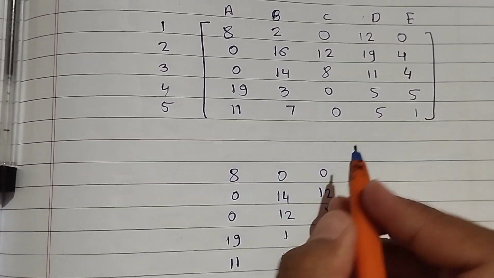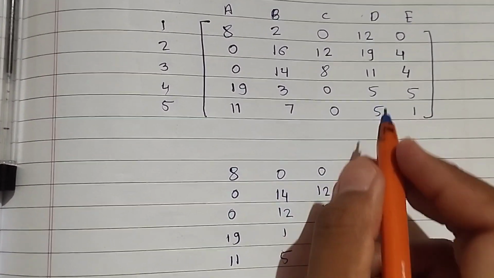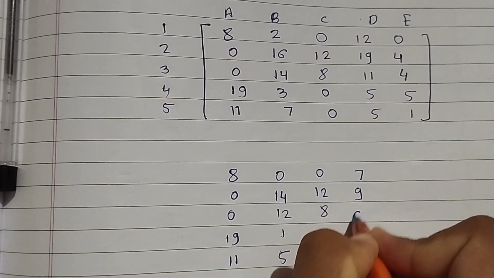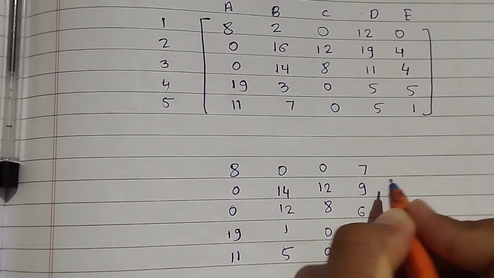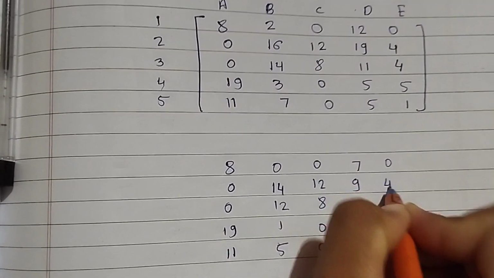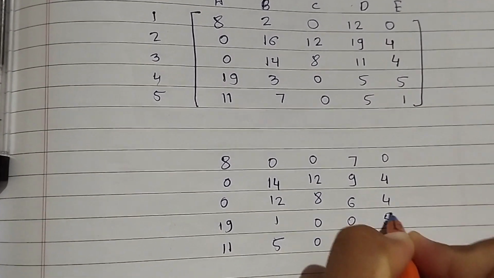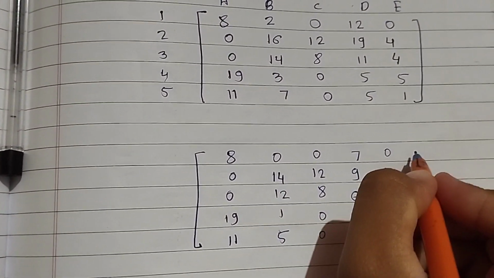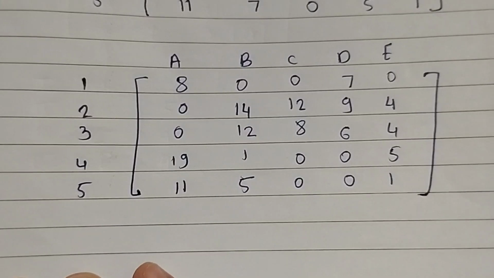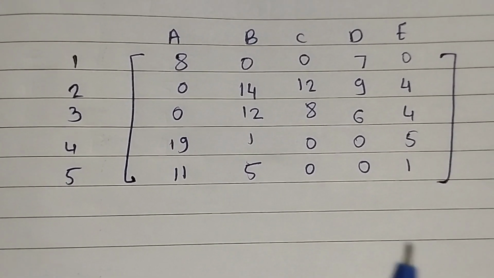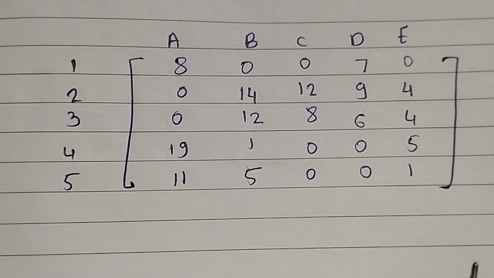Now from the D column the 5 is the smallest, so 7, 9, 6, 0 and 0. Here the 0 is the smallest, so right as it is, 5 and 1. So this is the now further reduced matrix. So up till now I hope you all get the idea how we reduce the matrix.